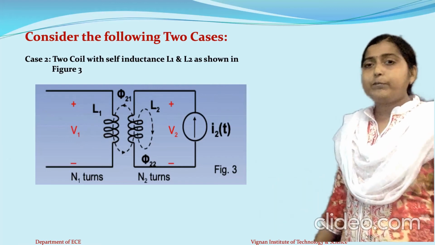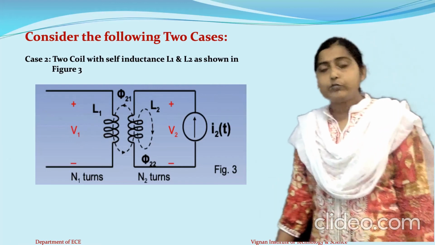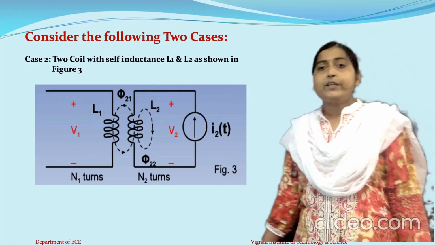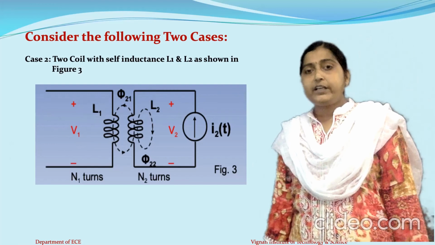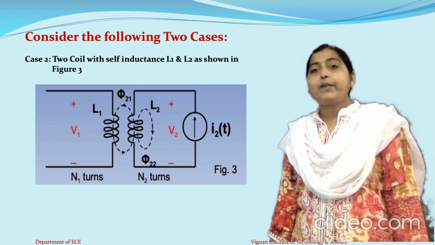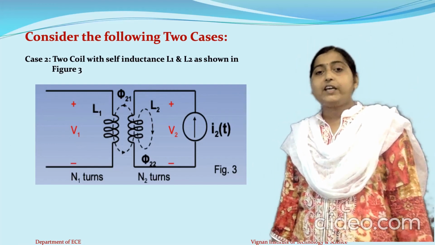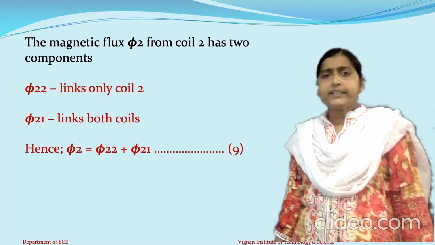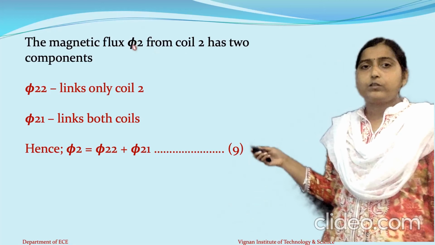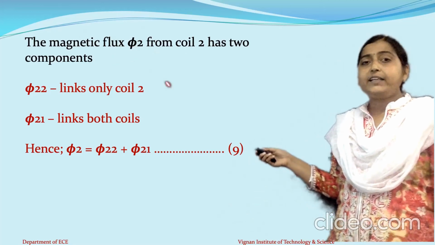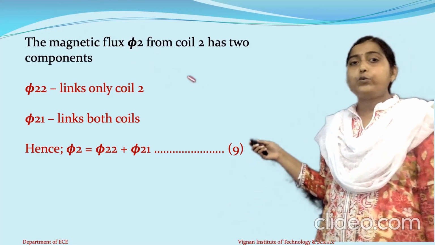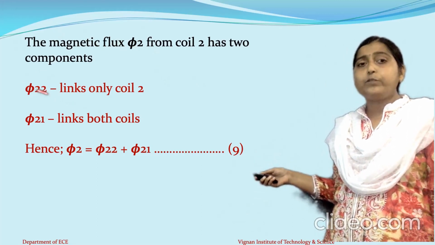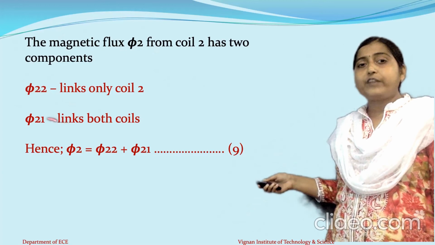So we have taken the same setup, but in the second case we are taking again two coils L1 and L2 with the number of turns N1 and N2. Now instead of applying the current at the first coil, we are applying the current at the second coil. Now let us understand the concept here. The magnetic flux phi 2 from coil 2 again has two components. The first component is phi 22 and the second component is phi 21.